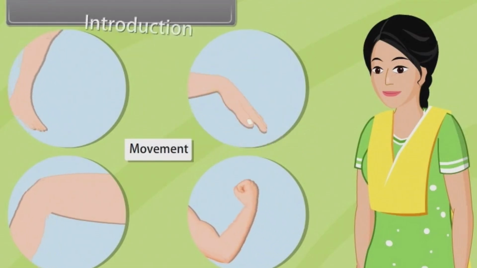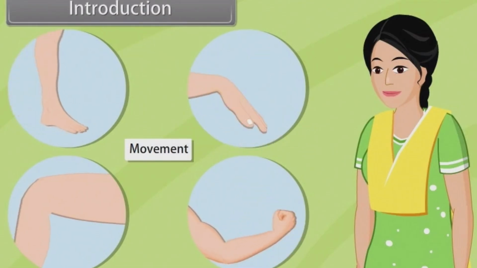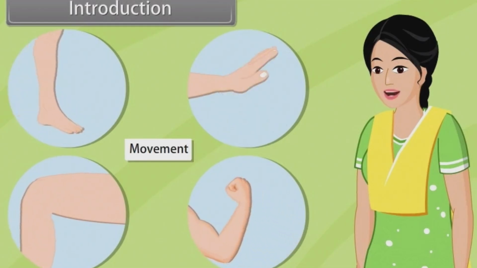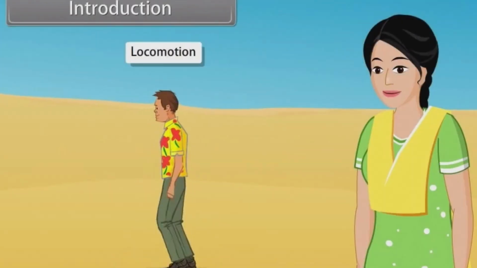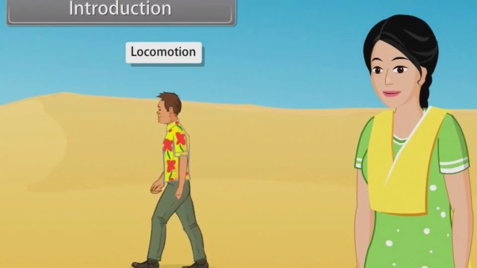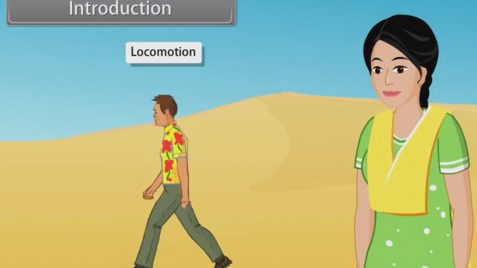Introduction. Hey kids, in this lesson you will learn about locomotion and movement in human body. Movement is a feature of all living organisms. Animals move from place to place. When an organism moves from one place to another place as a whole, it is known as locomotion. When only a part of the body moves, it is called movement.